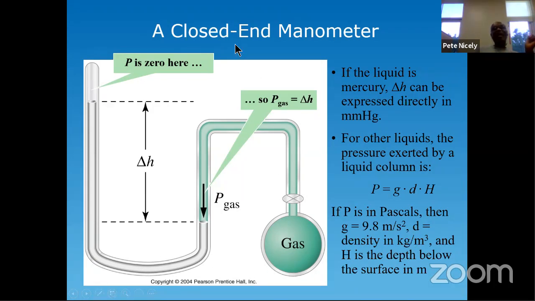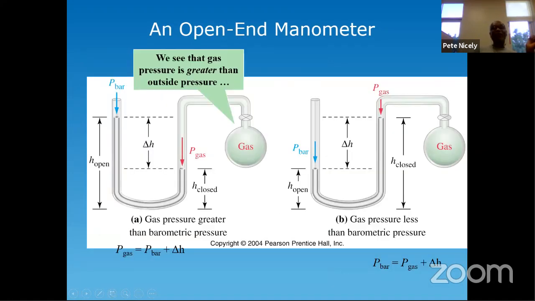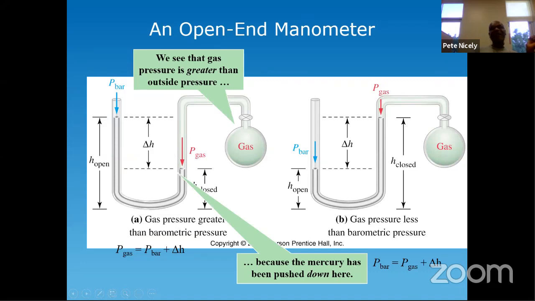As I said before, this is what happens in the case of a closed-end manometer. But you can also have an open-end manometer, which is what is shown here. Same setup, but the difference is that this end is open. Because of that, you can have the atmospheric pressure exerting on this surface of the mercury on this side. You'll notice that the atmospheric pressure here is expressed as P bar, because the atmospheric pressure can also be called the barometric pressure.